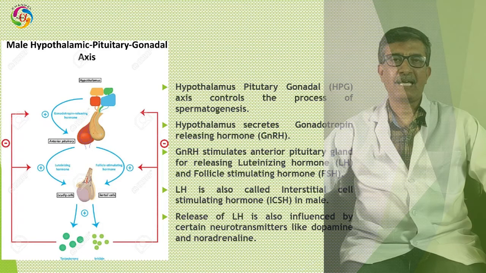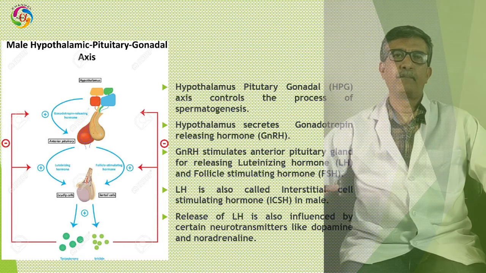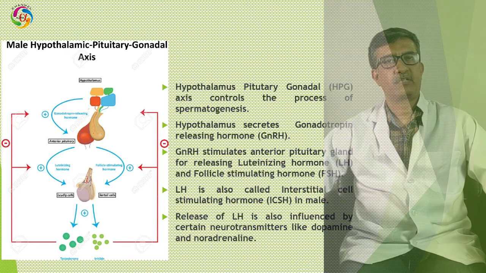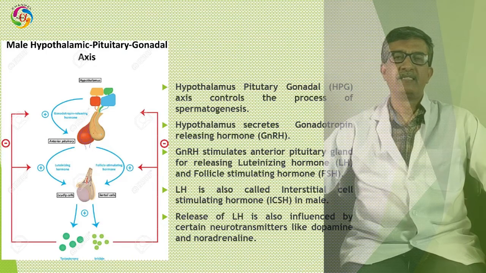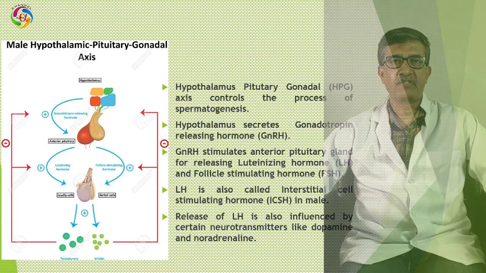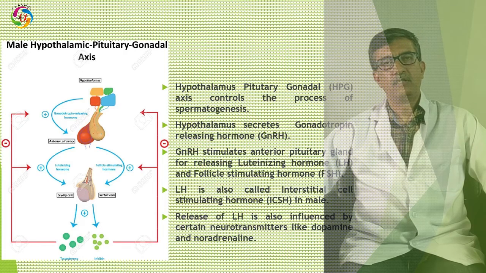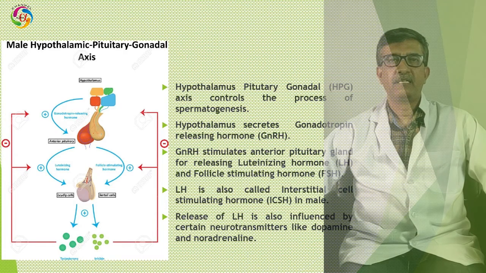The hypothalamus-pituitary-gonadal axis, or HPG axis, controls the production and secretion of testosterone and other reproductive hormones. If we look at the structure, the hypothalamus secretes gonadotropin releasing hormone, or GnRH. This GnRH stimulates the anterior pituitary gland.